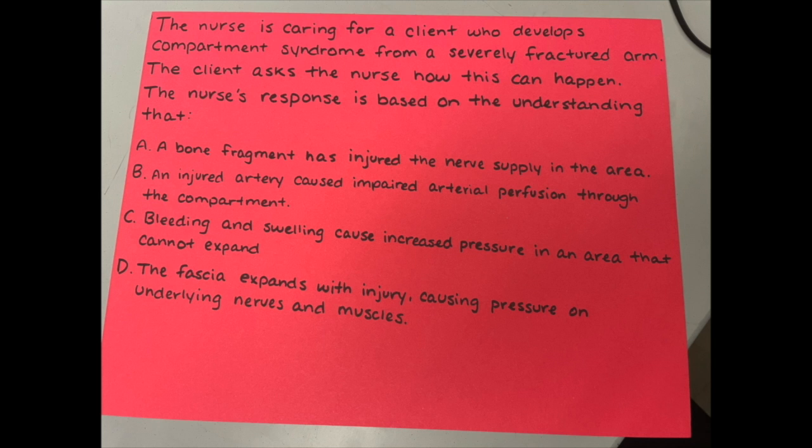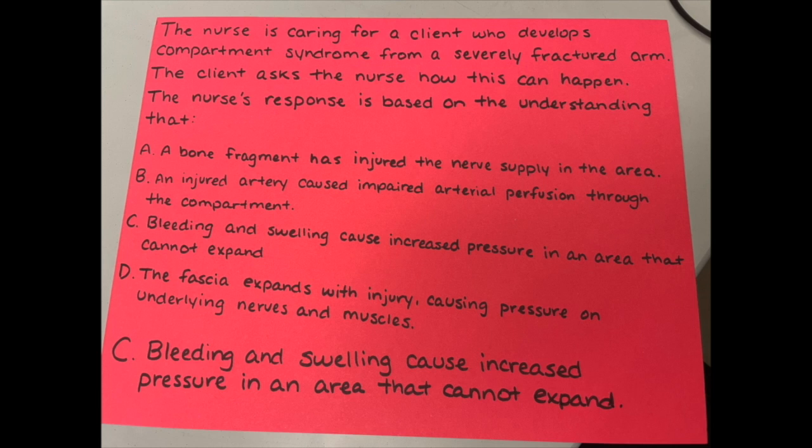All right, the correct answer is C. Bleeding and swelling cause increased pressure in an area that cannot expand. Compartment syndrome is caused by bleeding and swelling within a compartment, which is lined by fascia that does not expand. The bleeding and swelling place pressure on the nerves, muscles, and blood vessels in the compartment, triggering the symptoms.